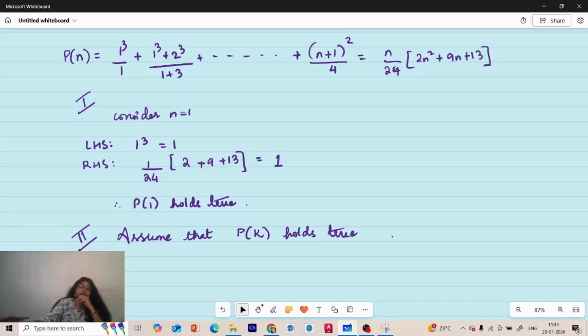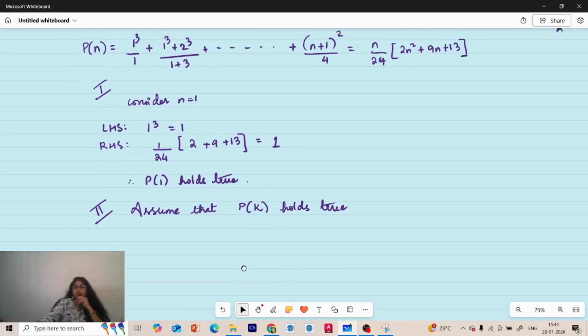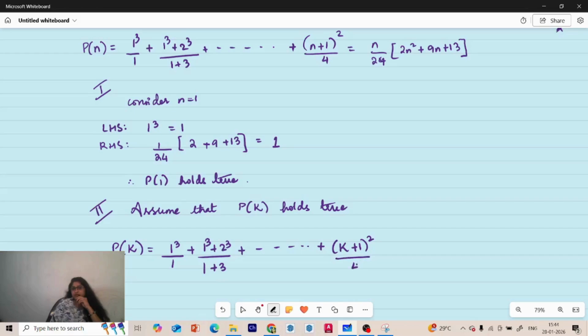అంటే n is equal to k కి ఈ స్టేట్మెంట్ ట్రూ అని అజ్యూమ్ చేస్తున్నాము. సో వాట్ హ్యాపెన్స్, యాజ్ ఇట్ ఇస్ రాసేద్దాం. ఇన్స్టెడ్ ఆఫ్ n మనము k రాసుకుంటాం. సో P of k is equal to 1 cube by 1 plus 1 cube plus 2 cube by 1 plus 3 and so on up till k plus 1 whole square by 4 is equal to k by 24 into 2k square plus 9k plus 13.